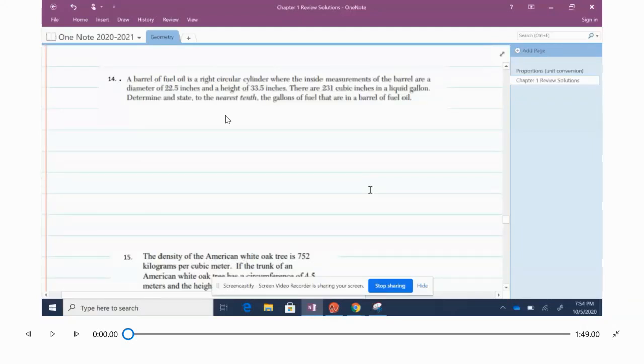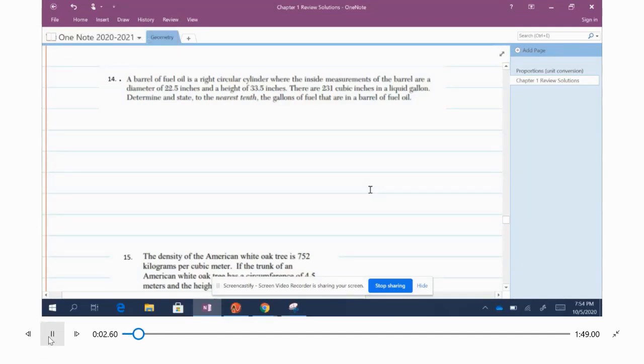Okay, so we have a right circular cylinder, diameter of 22.5 inches, height of 33. So we're going to take the diameter, 22.5, so 11.25 for the radius, and then we have a conversion here as well to look for the gallons of fuel. So let's start with a volume.